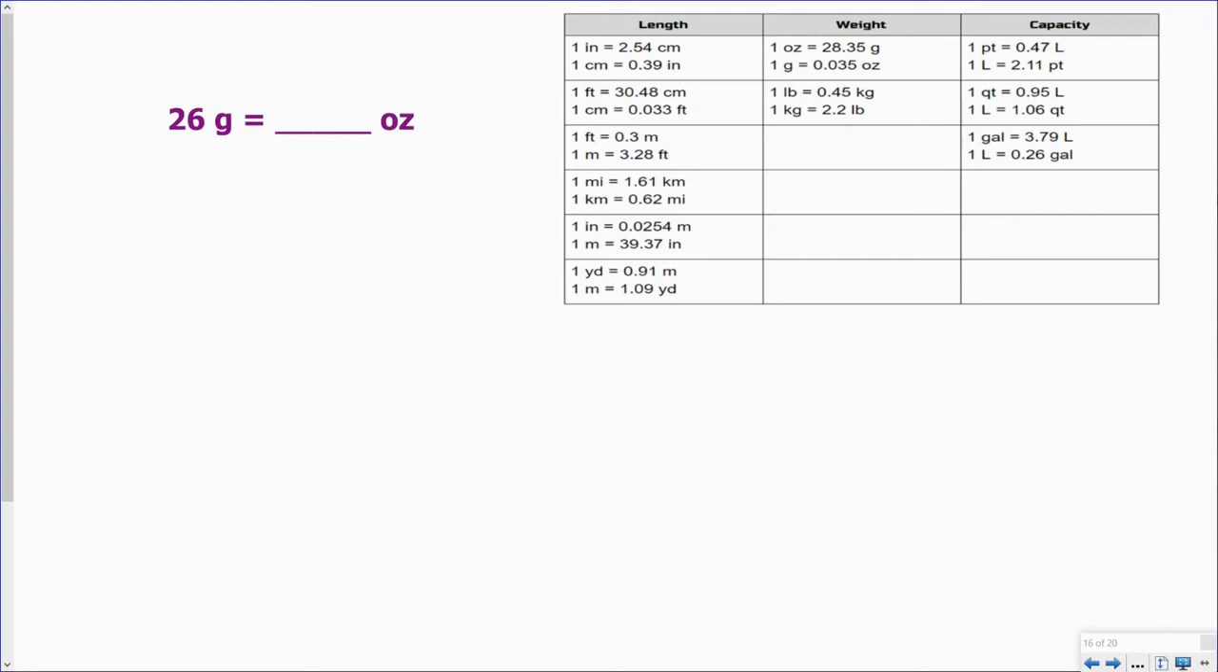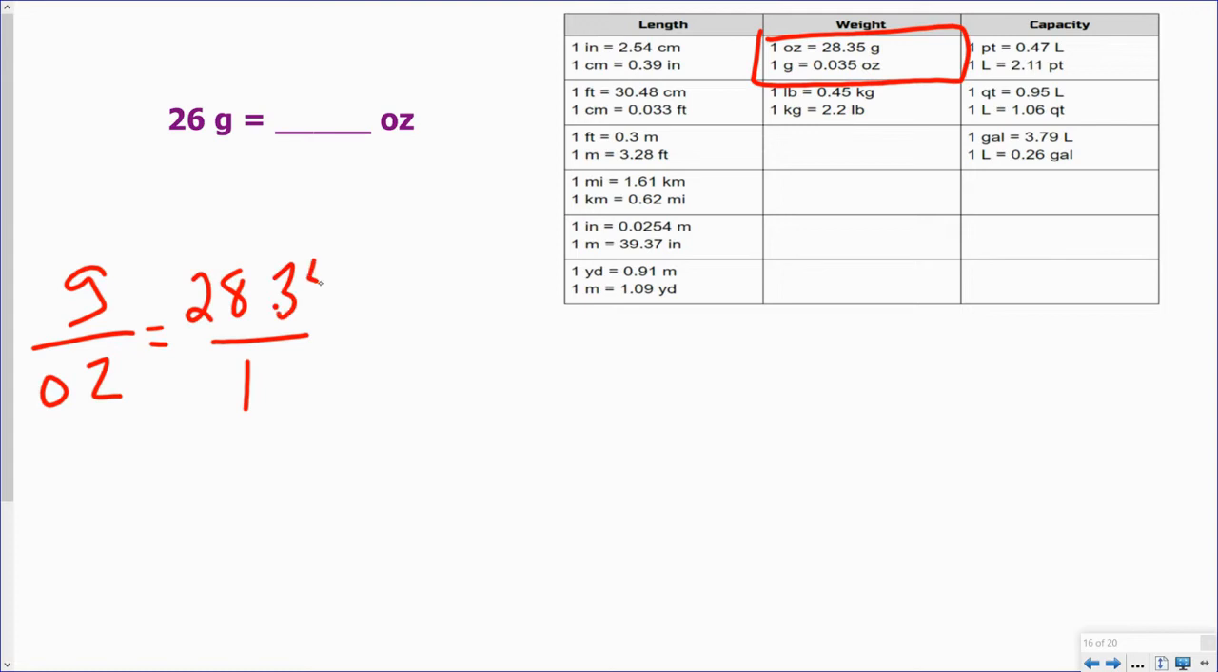So in this problem, I have 26 grams equals blank ounces. So again, need to find where my grams and ounces are being compared, which would be right here. So I'm going to set up my grams to ounces, and I would have 1 ounce here and 28 and 35 hundredths here. Again, I have 26 grams, so my 26 grams would go there, and I'm looking to see how many ounces I have.